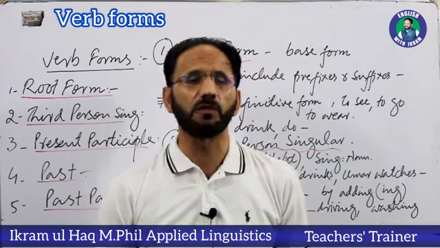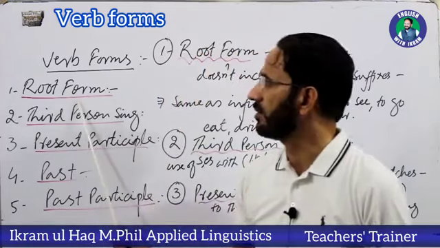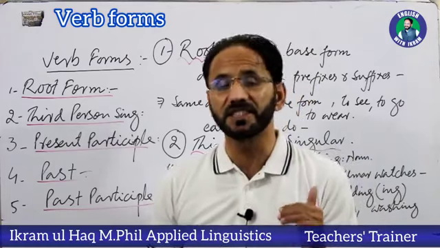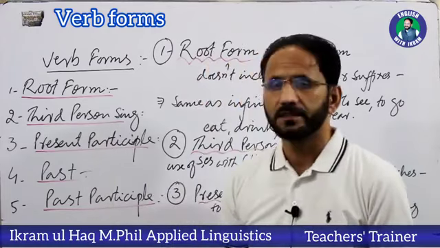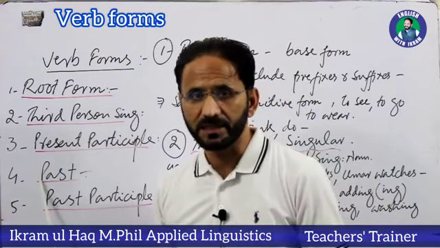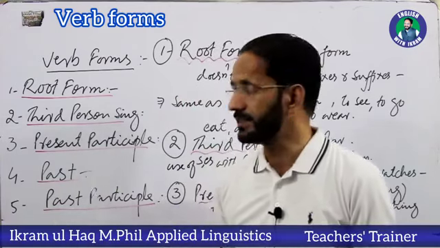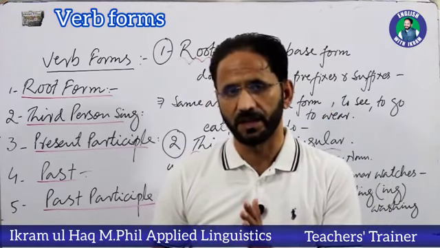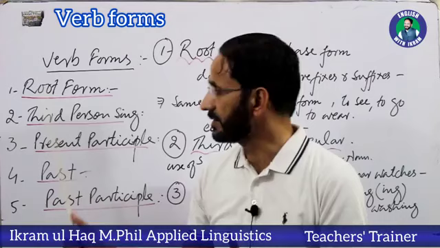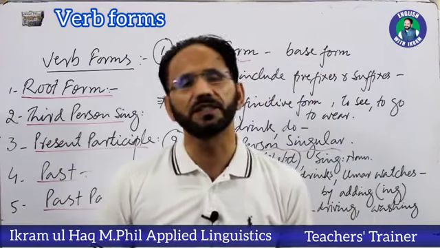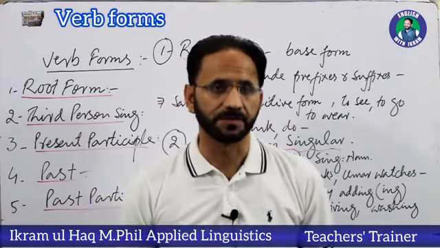These 5 forms of the verb are: number 1, root form, or you can say the base form of the verb. Then there is third person singular form. Then number 3 is present participle. Then past. And number 5 is past participle. These are 5 different forms. A verb can be used in these 5 different forms in a sentence. So let's discuss all these forms of the verb one by one.